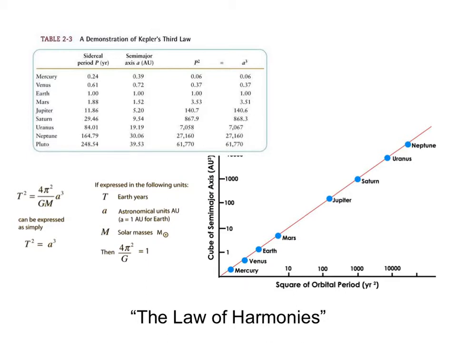And then once Newton applied universal gravity to that, we understood the mechanism for that, which is these equations here and this straight line here. And then once we measured the size of the orbit of the Earth, then we could tell how far away Mars was from the Sun, how far away Jupiter was from the Sun, and so forth.